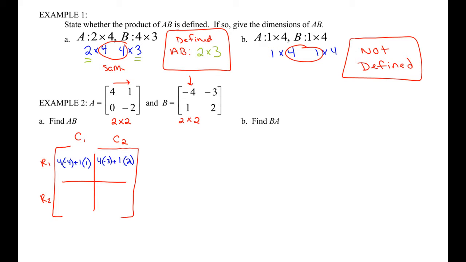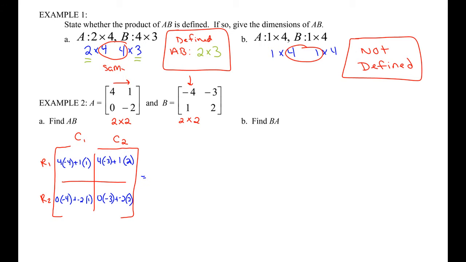Then I'm going to move down to row 2, and I'm back to column 1. So this is going to be 0 times negative 4 plus negative 2 times 1. My last box, I'm going to work across row 2 and down column 2. So I would have 0 times negative 3 plus a negative 2 times 2.